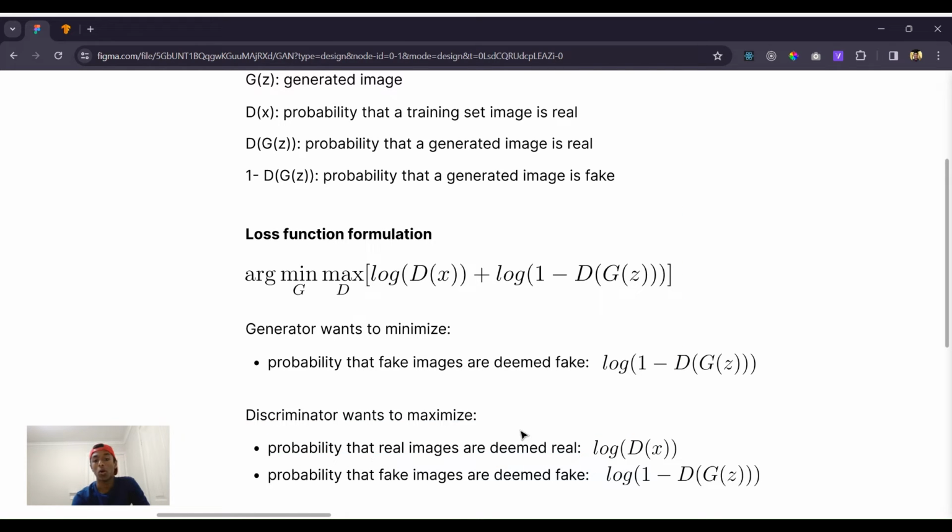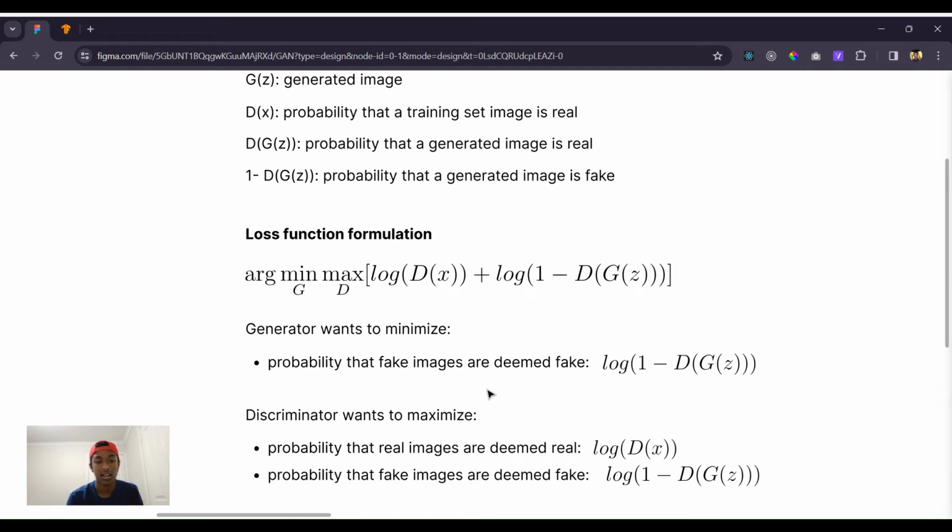And the discriminator also wants to maximize the probability that fake images are deemed fake. So remember, this expression right here is the log probability that fake images are deemed fake, and the discriminator wants to maximize that. It wants to maximize its accuracy in deeming whether real images are real or fake images are fake. But the generator wants to minimize the probability that fake images are deemed fake. Okay, so I hope that made sense.